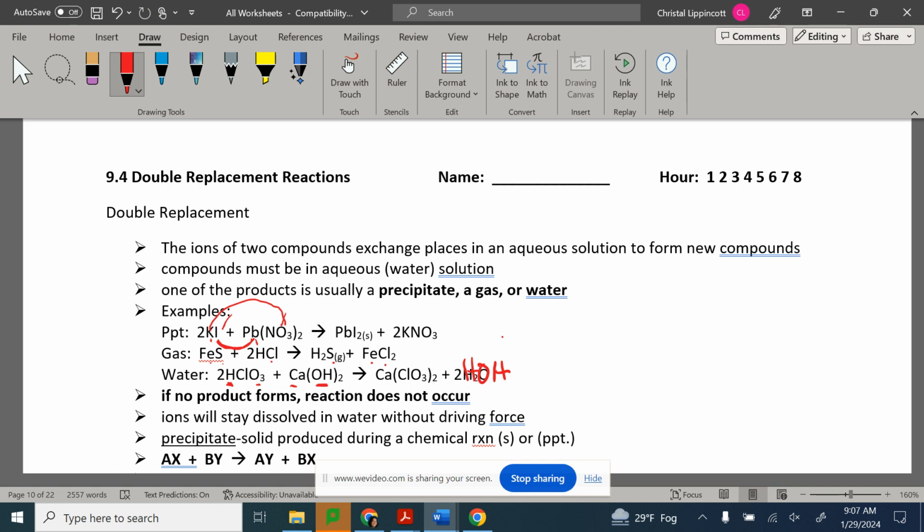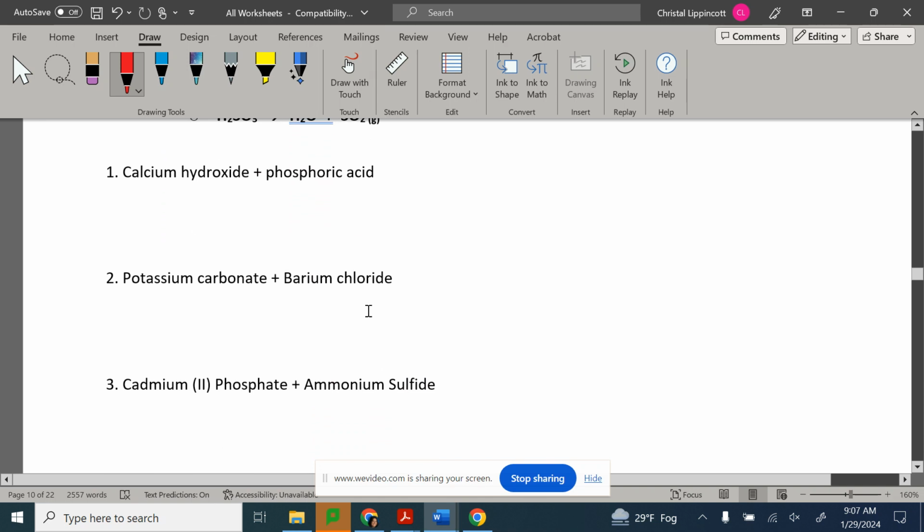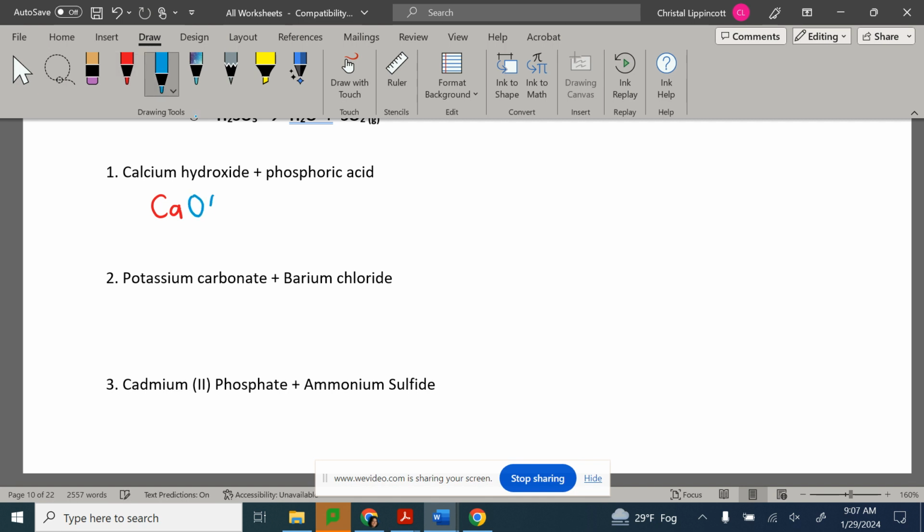Now, when we are doing this, you have to look and see if a precipitate, a gas, or water are created. And that's what that chart is going to do for you. We're going to go through some examples here to figure this out. So let's start with number 1 here. We have calcium. We have hydroxide.